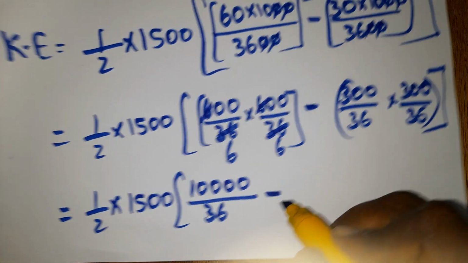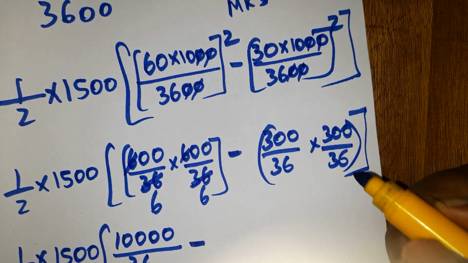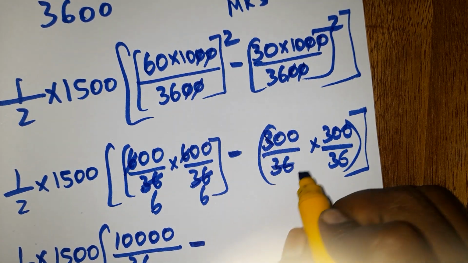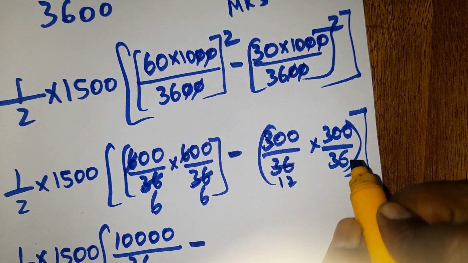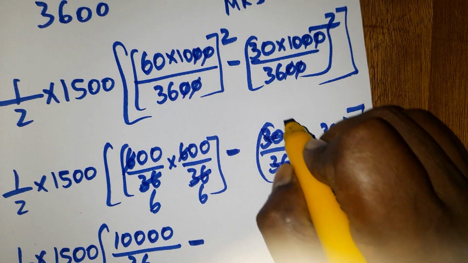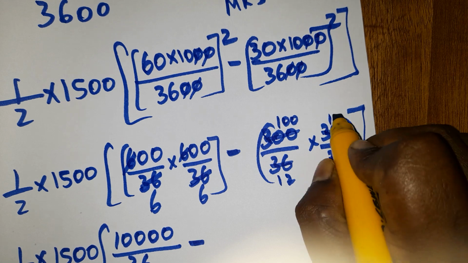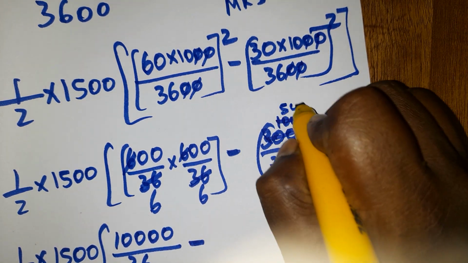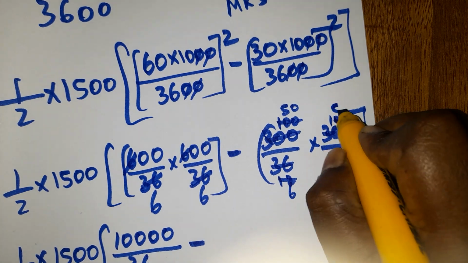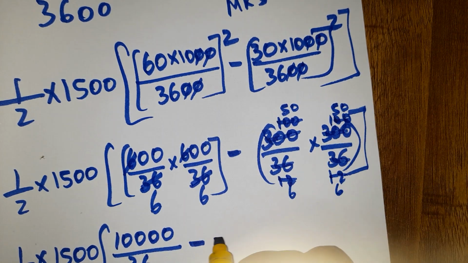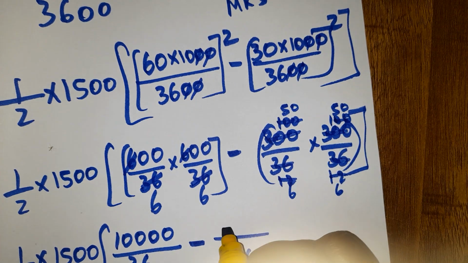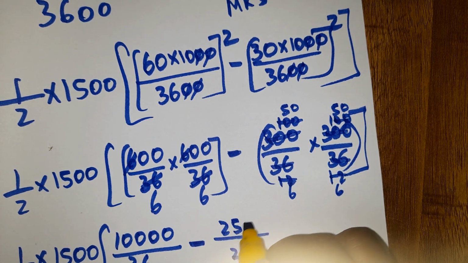Minus, here also you can do the same thing. 3 tables: here will be 3 tables, so 12 will get, here also 12 with 3 tables. Here will be 100 divided by 12. Again I am cancelling 2 tables: 50 divided by 6 and 50 divided by 6. The denominator will be 36, and 50 into 50 gives 2500.